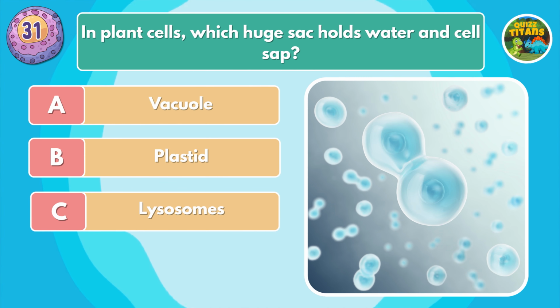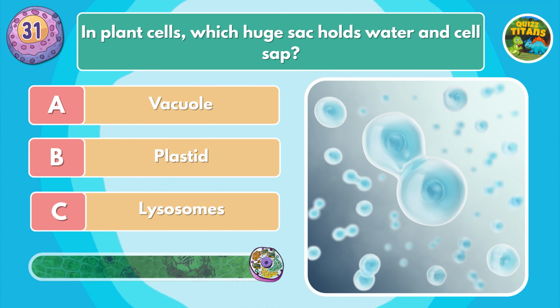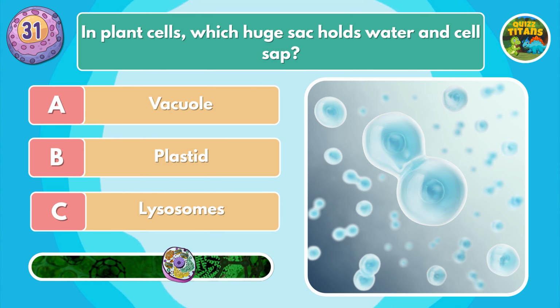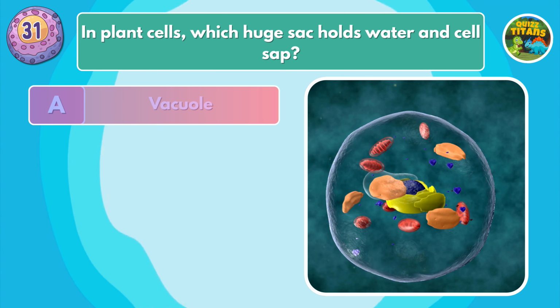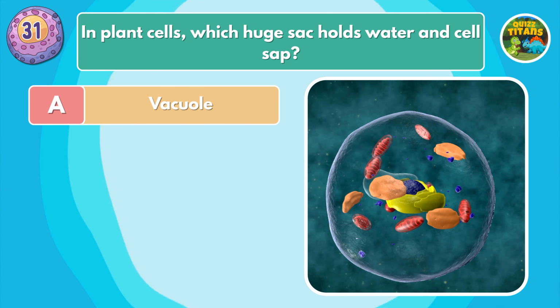Plants are thirsty creatures. Inside their cells, which huge sac holds water and cell sap? And the correct answer is vacuole, the big storage tank of the plant cell.